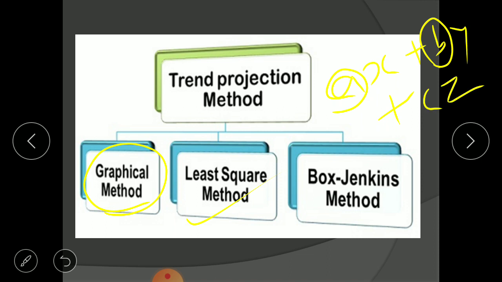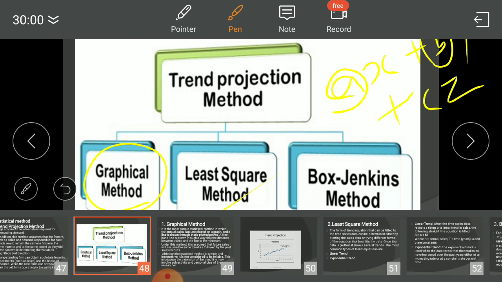So after forming an equation, we will collect the data, and that data will be plotted on a graph. So here also we are using a graph, but here we are considering all the factors. So to that extent, the graphical method and the least square method differ from each other.